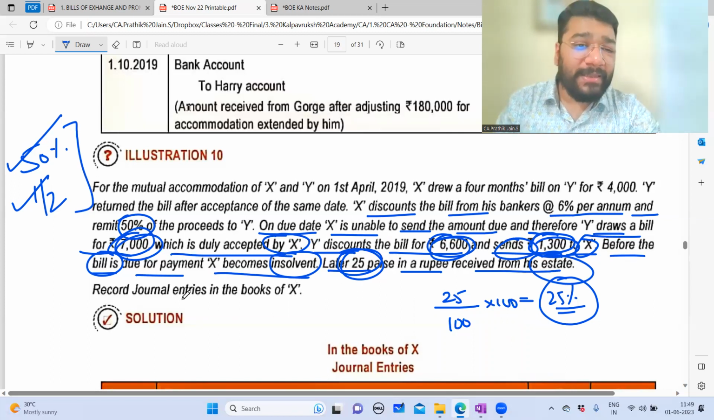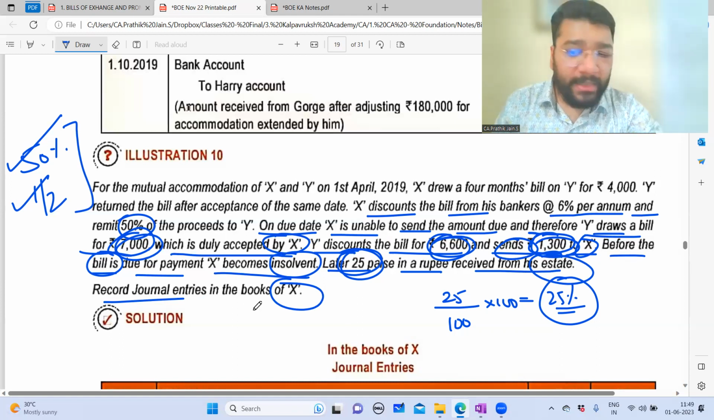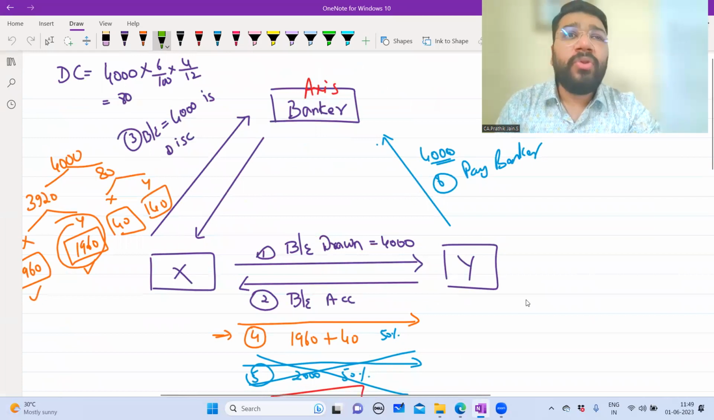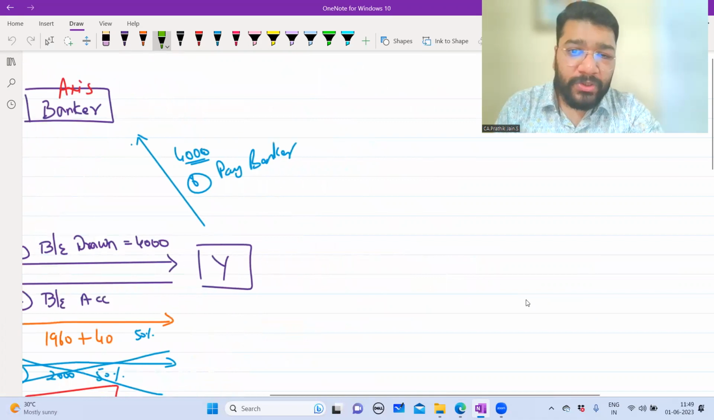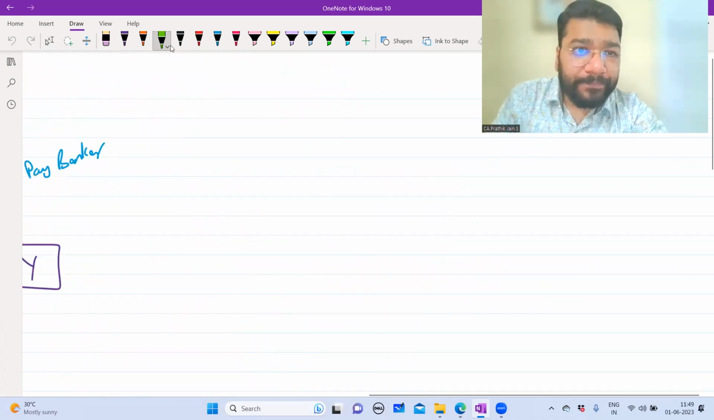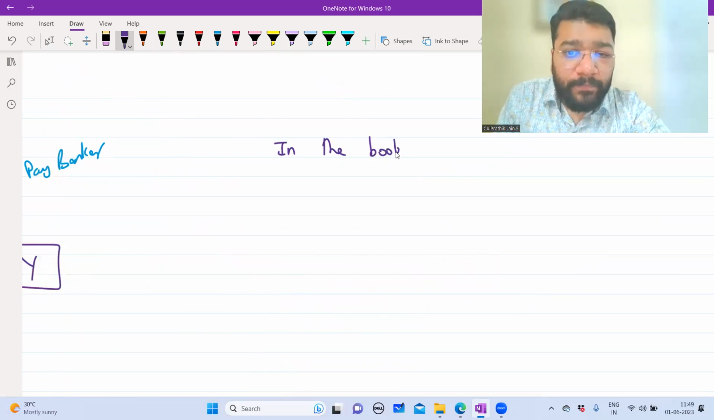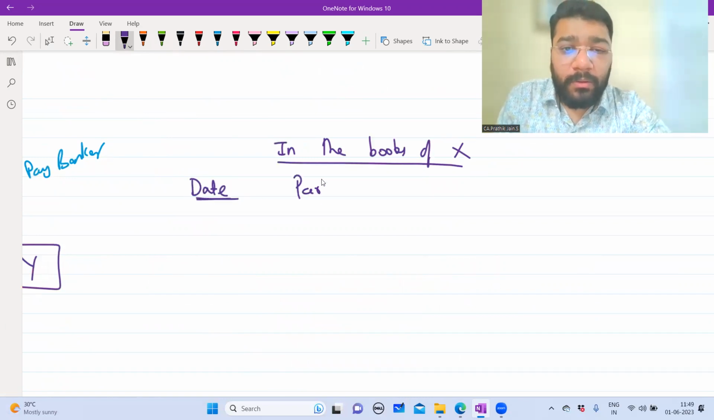Now coming back, guys, they are asking for the entries in books of X only. So let's do it, people. In these two diagrams, guys, you have to identify those transactions that are happening with X, and we need to capture that only. So let's do it in the books of X. In the books of X, please write the format: date, particulars, LF, debit rupees, credit rupees.